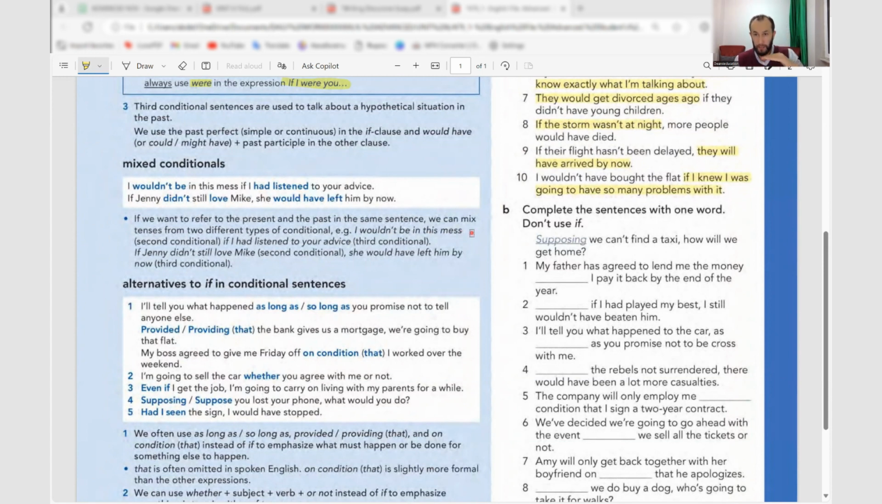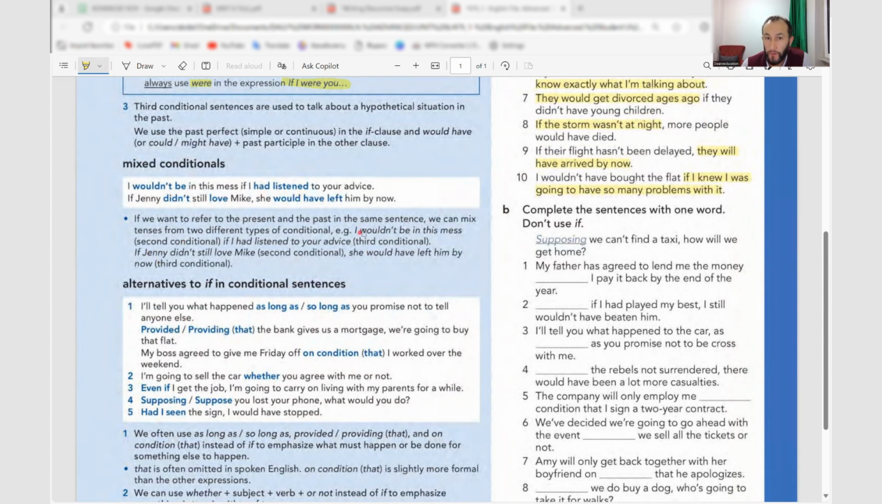That means he is in a mess now. The problem, big problem. If I had listened to your advice, that means he didn't listen to someone's advice. It was correct advice, and he didn't listen, and because of that, he is in a mess now. So he is trying to imagine the opposite of it. Now, if Jenny didn't still love Mike, that means he still loves, present, you see? She would have left him by now. She didn't leave. She didn't leave him before. That means she still loves him.